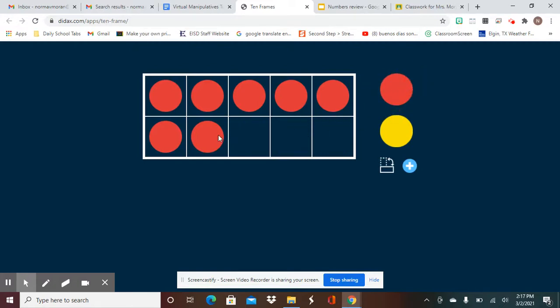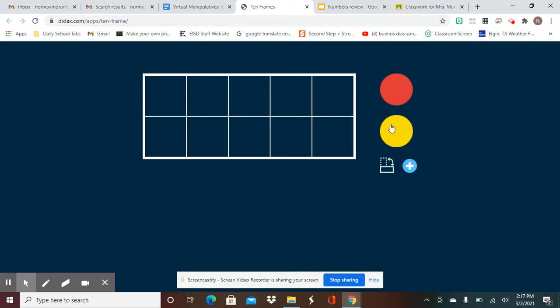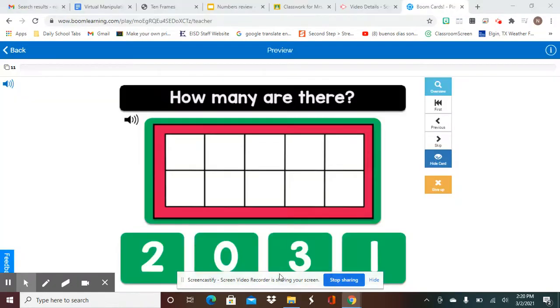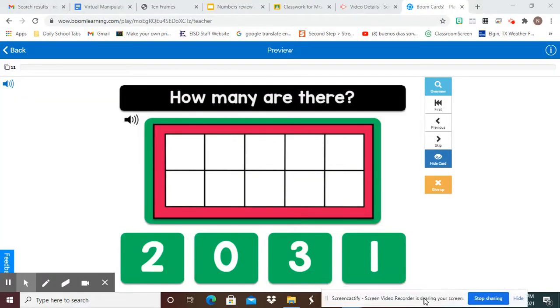So today we're going to be reviewing our numbers using 10 frames. So we're going to be doing activities using the 10 frame. So let me show you that. Let me put this counter back and let me show you an activity that we're going to do, reviewing our numbers, but also using a 10 frame. Okay, so this is the activity we're going to be doing today. We're going to do a couple of these.